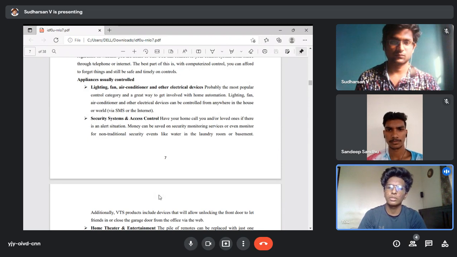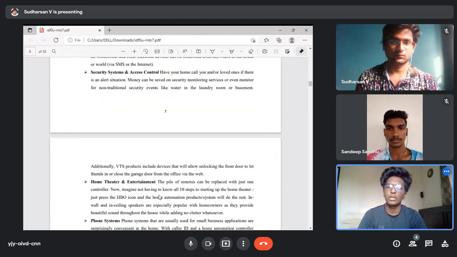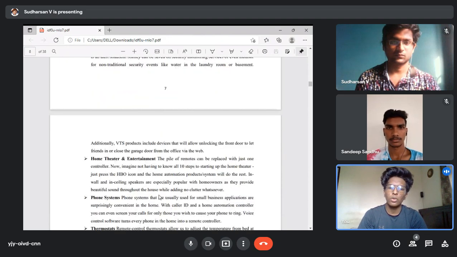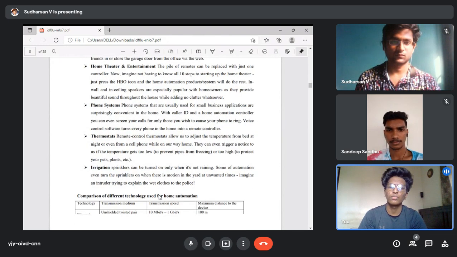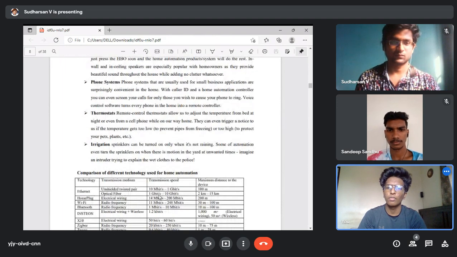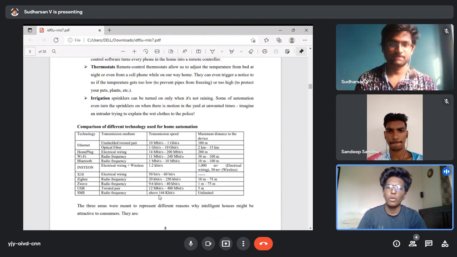Security systems and access control. These products include devices that allow unlocking the front door to let friends in, or closing the garage from the office. Phone system: the phone system is usually used for a small business, with caller ID and the home automation controller. And irrigation: sprinklers can be turned on only when it is not raining, even sprinkling only parts of the yard at a given time.